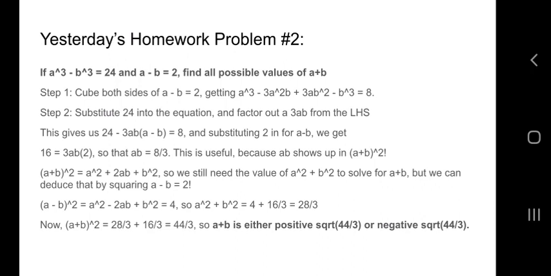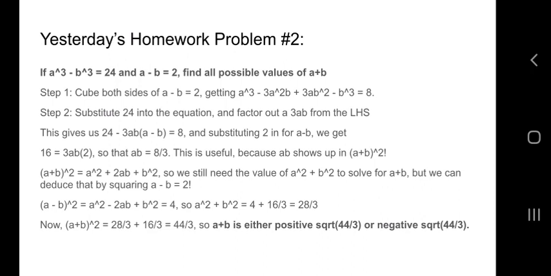So instead, we're going to do the way that I suggested, which is cubing both sides of a minus b equaling 2. Now, we didn't talk about what the general form is for cubing a binomial, and remember, a binomial is just something plus something else. If we're cubing a binomial, (a plus b) cubed is a cubed plus 3a squared b plus 3ab squared plus b cubed. And that's kind of hard to remember, but you can also just multiply it out and see what you get.